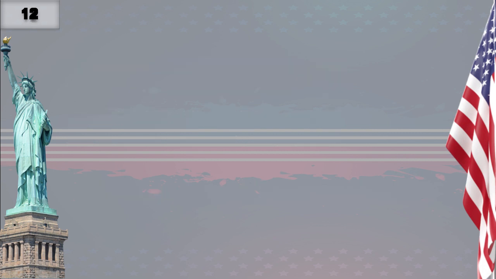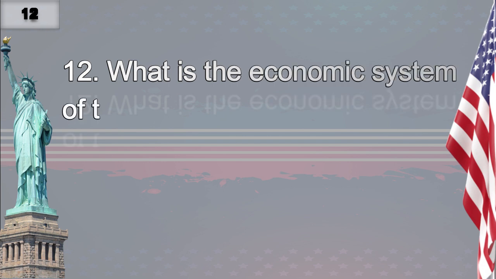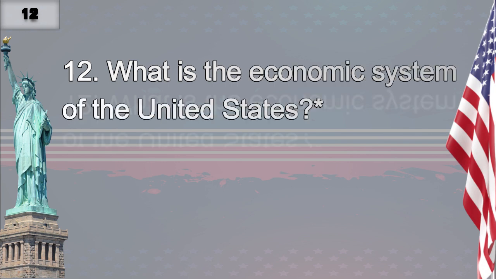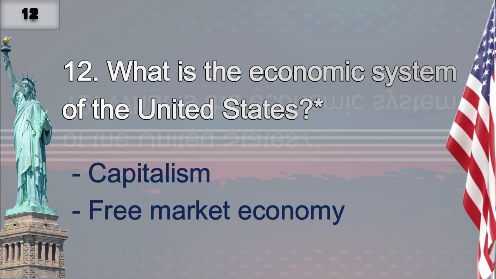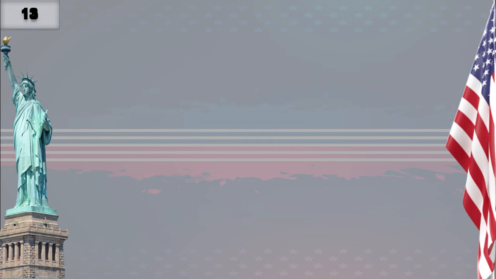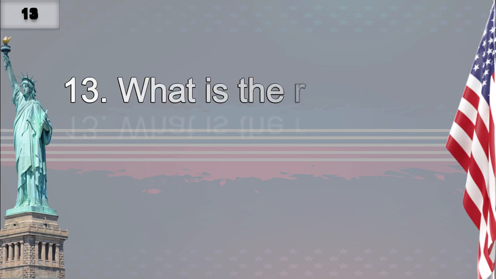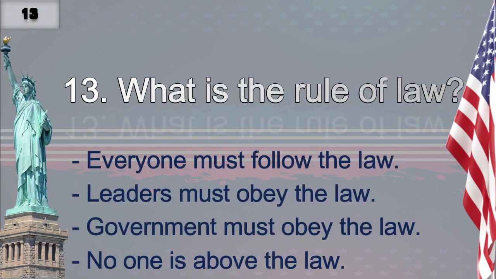Question 12. What is the economic system of the United States? Capitalism. Free market economy. Question 13. What is the rule of law? Everyone must follow the law. Leaders must obey the law. Government must obey the law. No one is above the law.